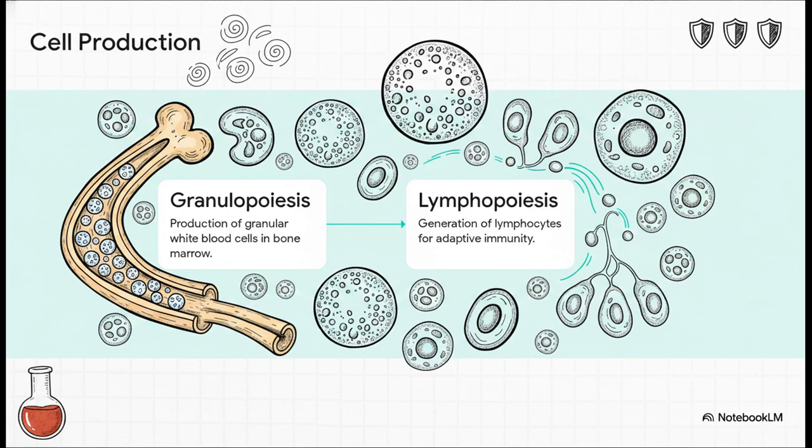Well, they originate through some incredibly structured pathways. Step 1 is granulopoiesis, which is the process that generates granular white blood cells right in the bone marrow. Step 2 is lymphopoiesis, and this creates the lymphocytes that drive our adaptive immunity. In a healthy person, these two processes are running constantly to ensure you have the steady, perfectly balanced supply of mature leukocytes, all ready to protect the body.